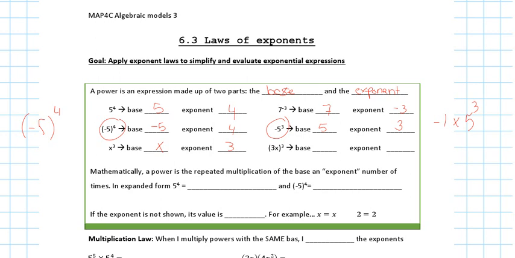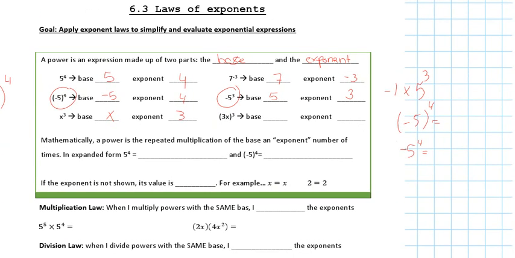So when you're entering in the calculator, you have to be careful what you enter. With a base of 3 it's not gonna make a difference, but let's say I have this to the power of 4, and this to the power of 4. Can you find me the answer for both of them on your calculator? What's the answer for the one without the bracket? -625. Okay. How about the one with the bracket? 625. Okay.